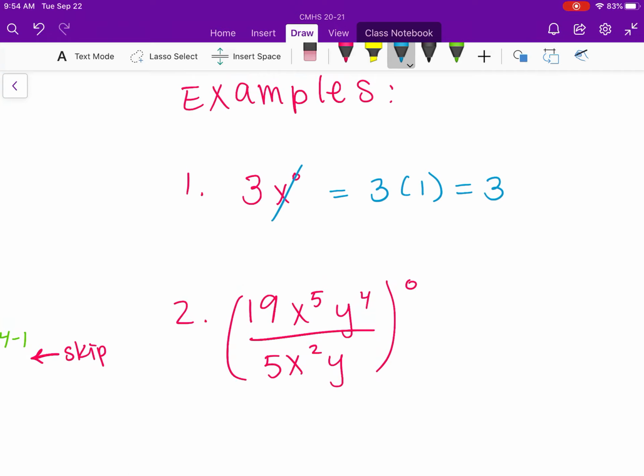And number 2, this whole thing is to the power of 0, so the whole thing is 1. No math involved.